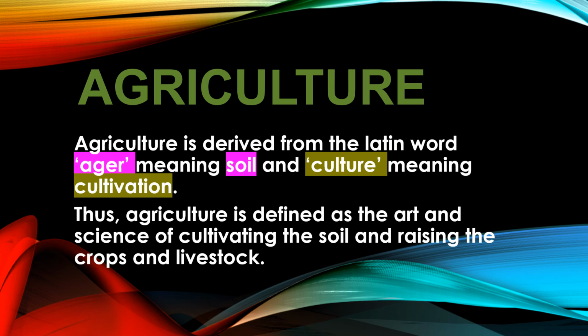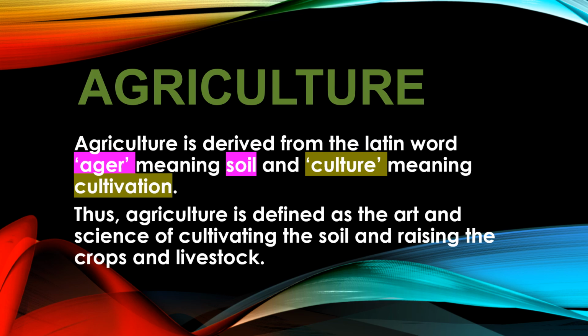Now, what is agriculture and how is it derived from a Latin word? I will tell you this Latin word: ager meaning soil and culture meaning cultivation. So we can frame a definition for agriculture: agriculture is defined as the art and science of cultivating the soil and raising the crops and livestock.